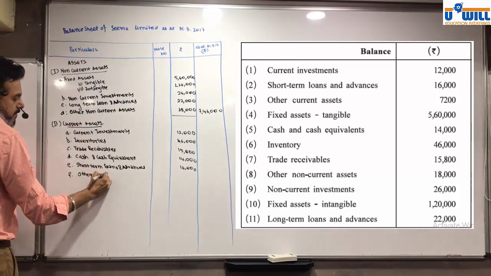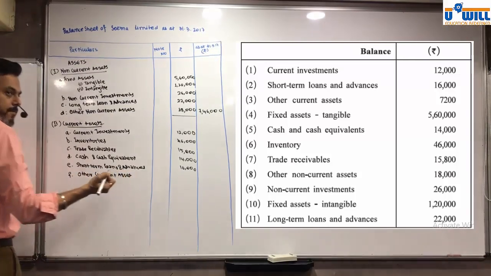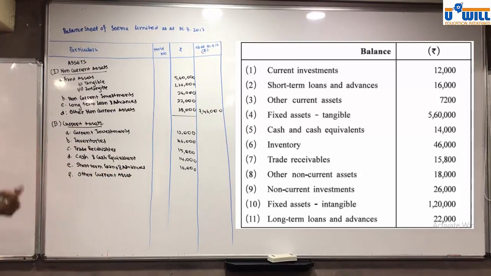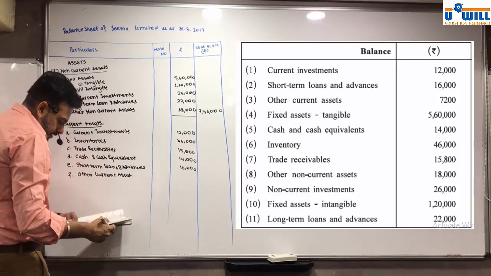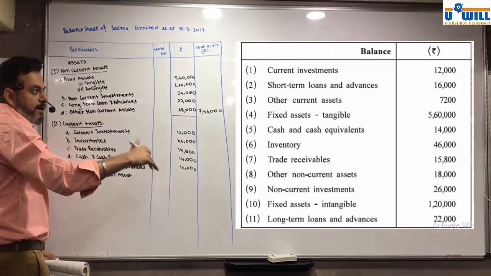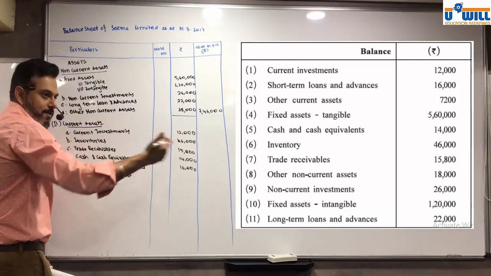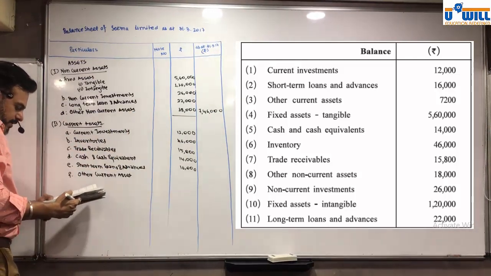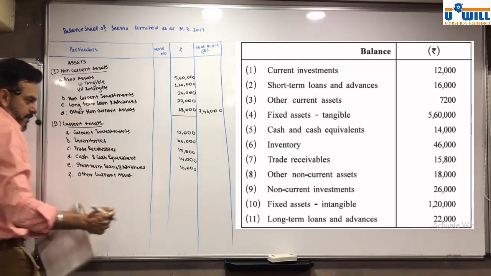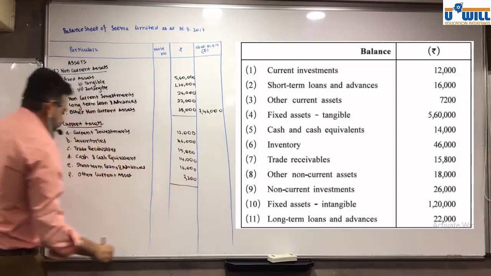Other current asset, what comes in other current asset? First comes prepaid income. Yes, due but not received. Okay, other current asset means the adjustments of our normal final accounts, which gave effect on the asset side, all those will come here, the second effect of adjustments. Other current asset is 7,200. That's it.